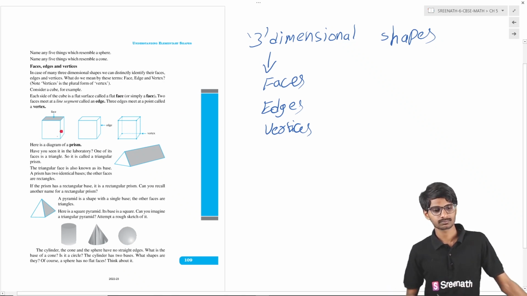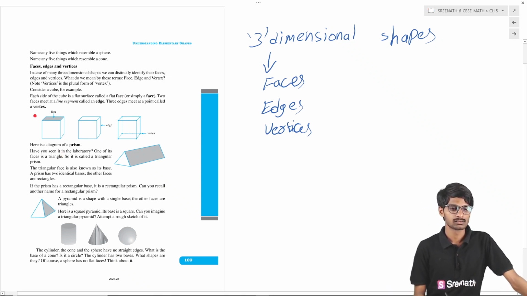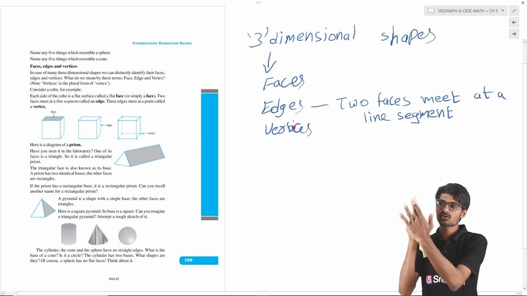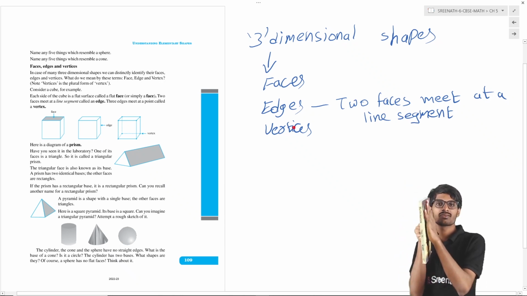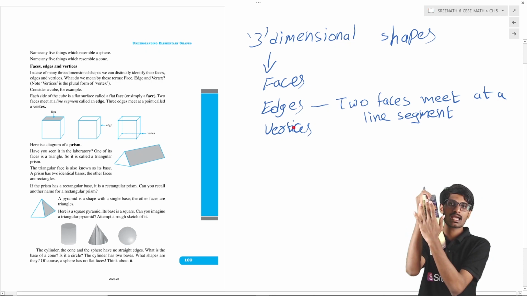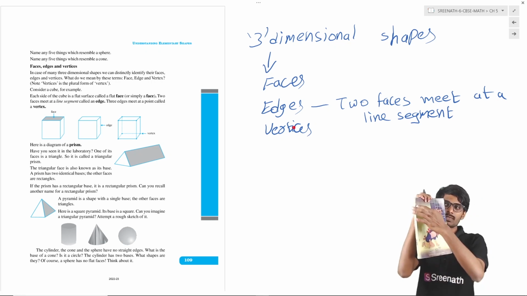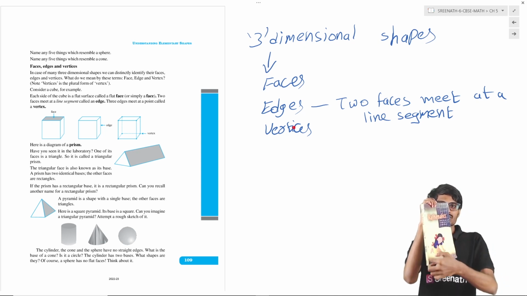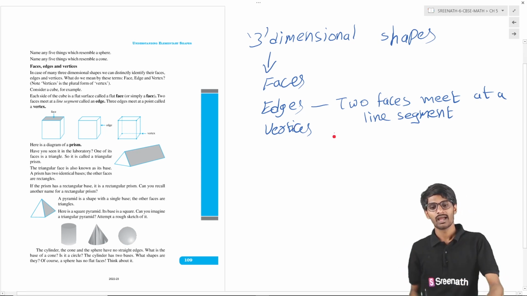Basically, what does edge mean? Two faces meet at a line segment. We call that line segment an edge. What are the two faces here? This is one face and this is another face. This face and this face are meeting at this line segment. So we call this line segment the edge, students.